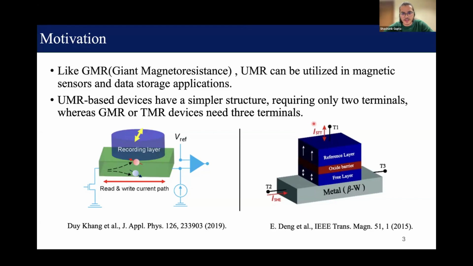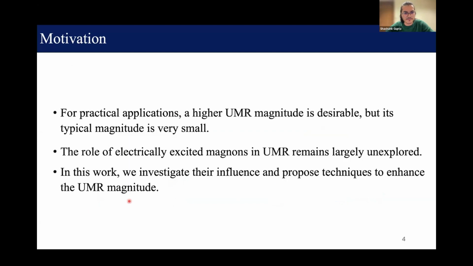So a GMR-based device is a three-terminal device, and it also has a complicated structure. But a UMR-based device will have a very simplified structure because we will have only one FM layer, and using two terminals, we can both read and write the data. So that's our motivation for studying the UMR, because UMR-based devices will be much simplified.